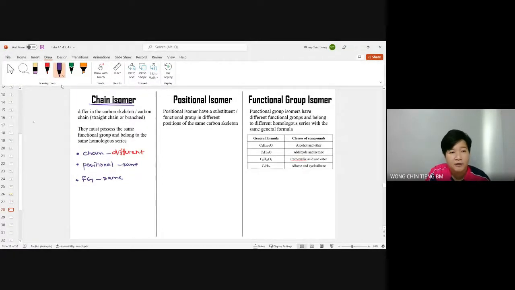Oh, boleh guna alcohol pula. Katakan saya ada C3H8O. Okay, alcohol. So, untuk chain isomer, pertama, Miss Wong boleh susun CH3, CH2, CH2, OH. Saya kata nak chain isomer kan? Tak boleh. Kena C4. C3 tak boleh ada rantai. C4H10O. Yep, C4H10O, betul. So, I want to add on this.